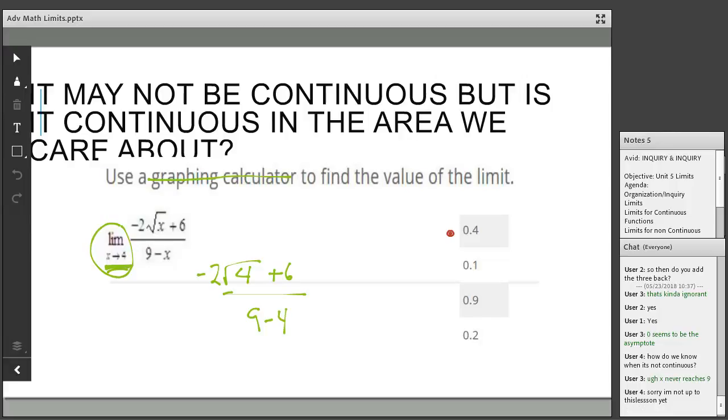So we go -2 square root where x is 4 plus 6 over 9 minus 4. We're just substituting it in. So we end up with -2. Square root of 4 is just 2 plus 6. 9 minus 4 is 5. -2 times 2 is -4. -4 plus 6 gives us just a positive 2, 2/5. And I think John marked that as the 0.4, right? 2/5 is 0.4.